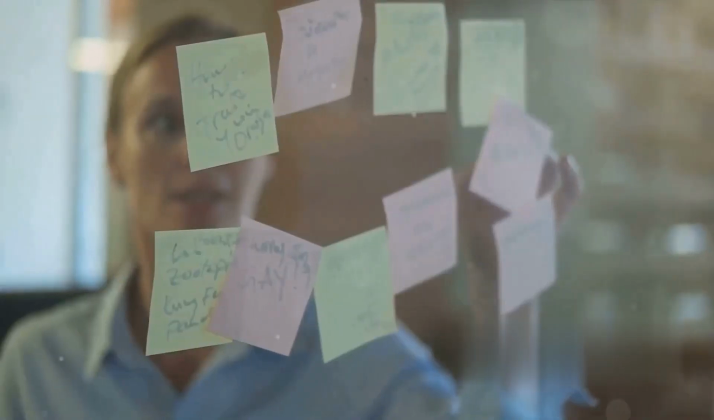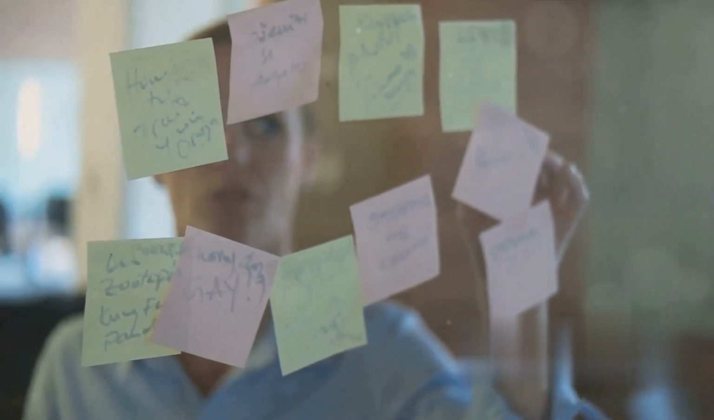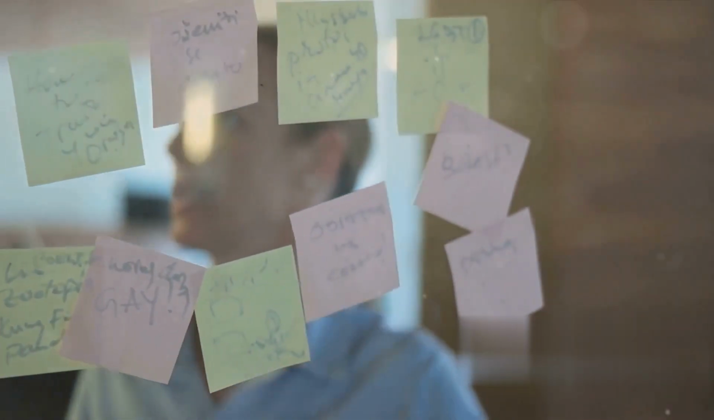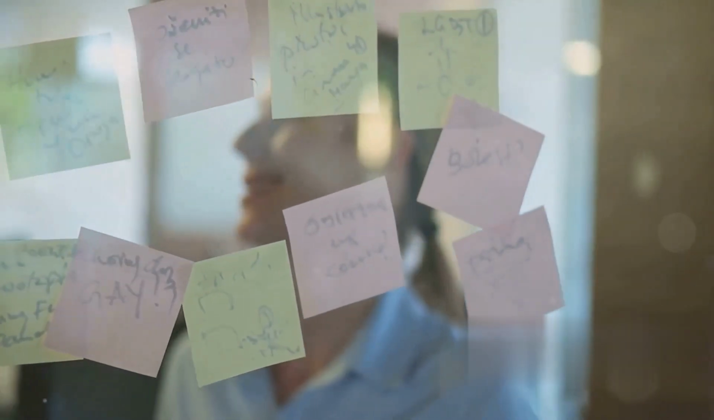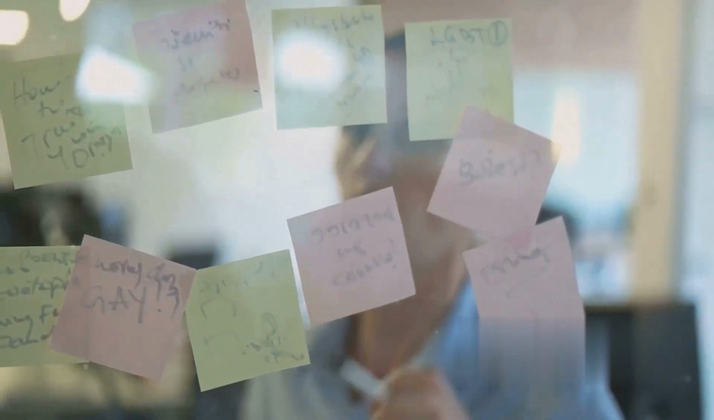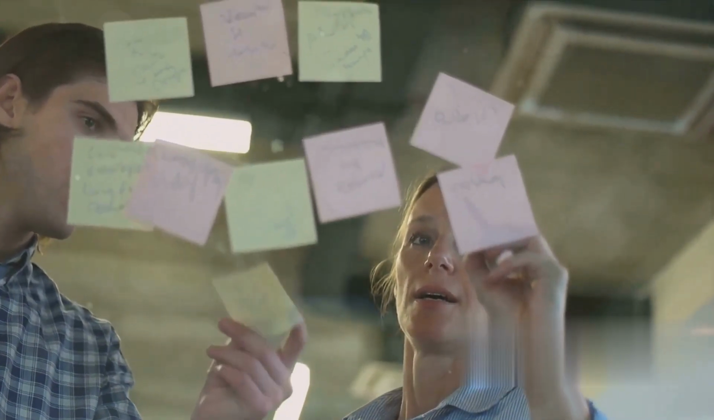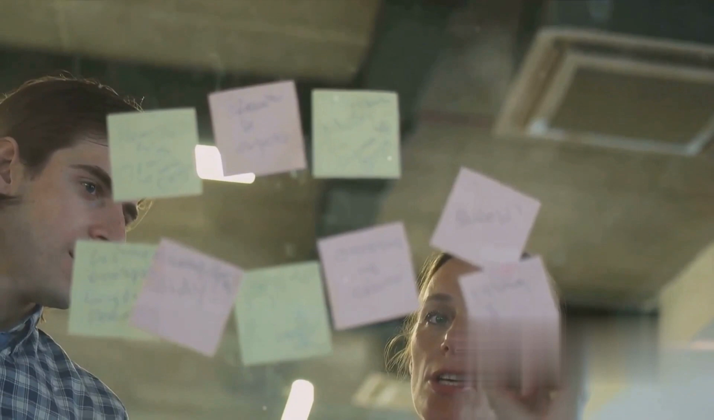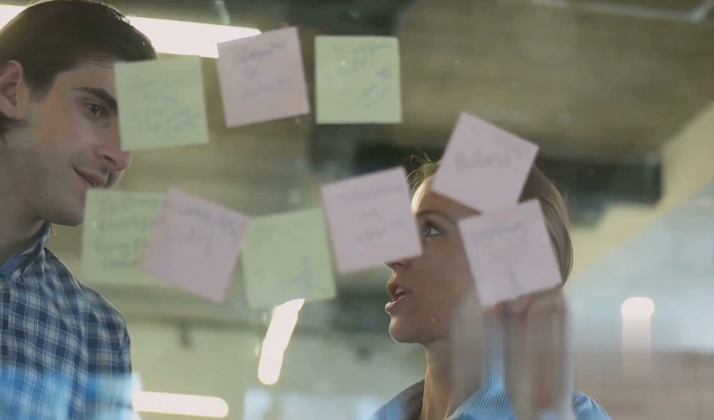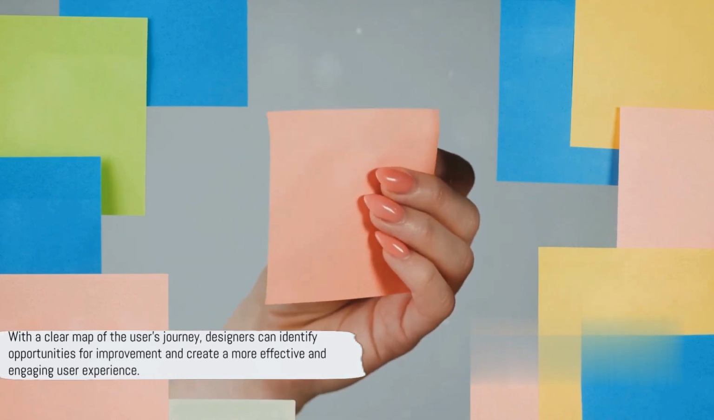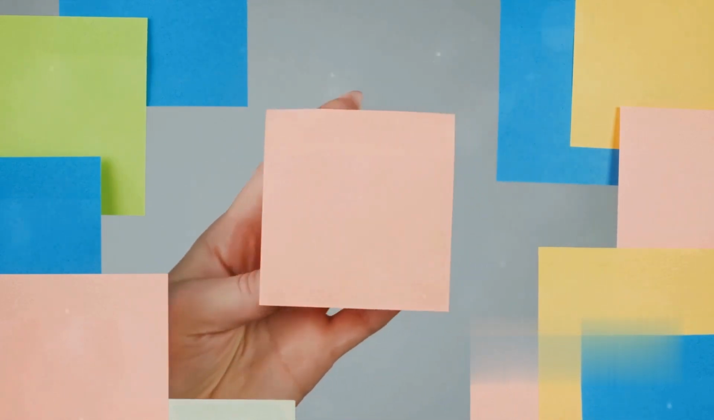Finally, we visually represent this information in a user journey map. This graphic representation gives us a holistic view of the user's interaction with the product or service. It helps us empathize with the user, understand their needs, and design a product that truly meets those needs. With a clear map of the user's journey, designers can identify opportunities for improvement and create a more effective and engaging user experience. Sounds great in theory, right?